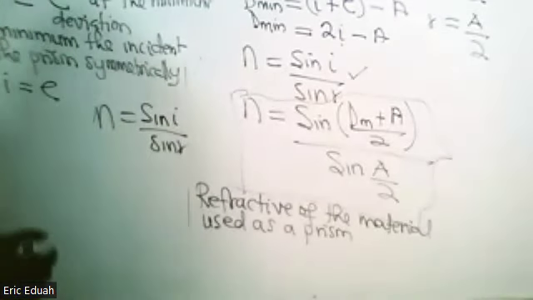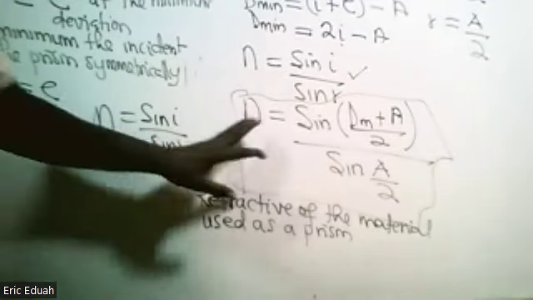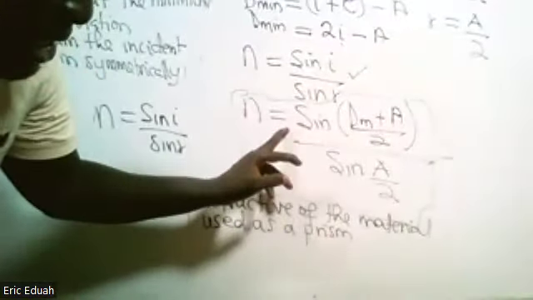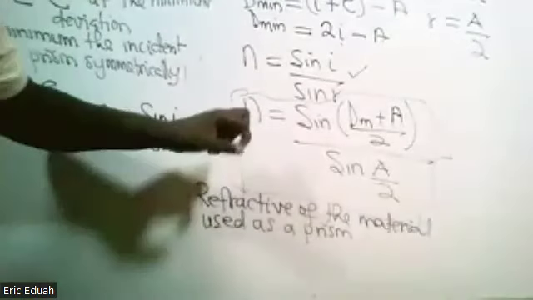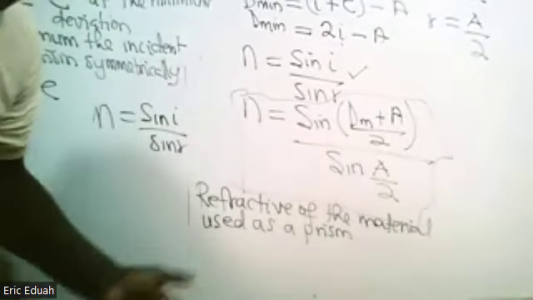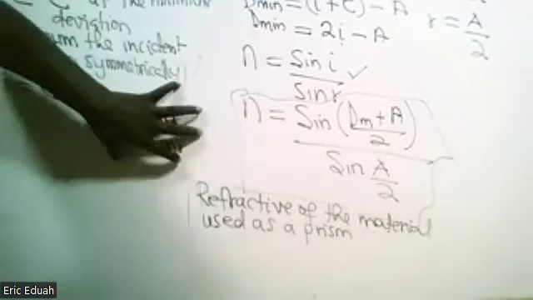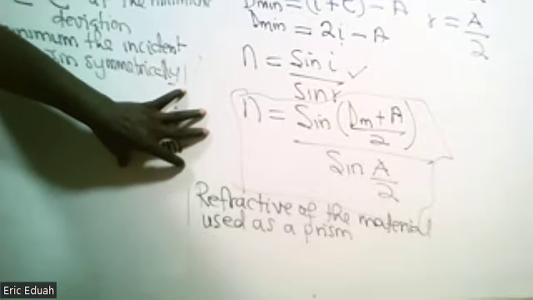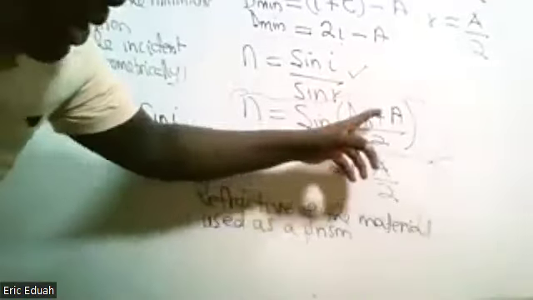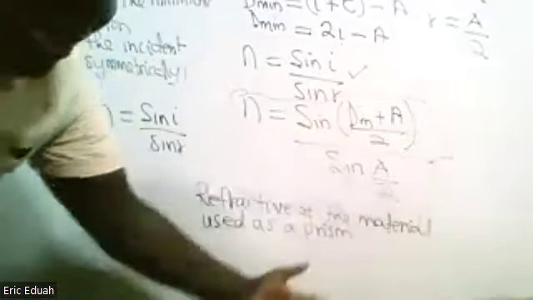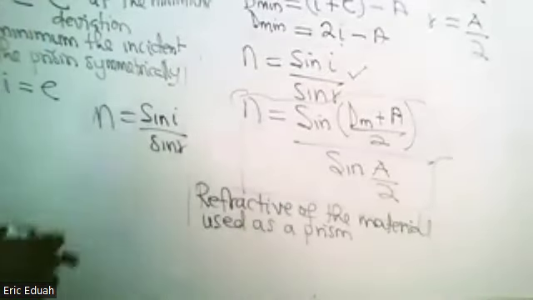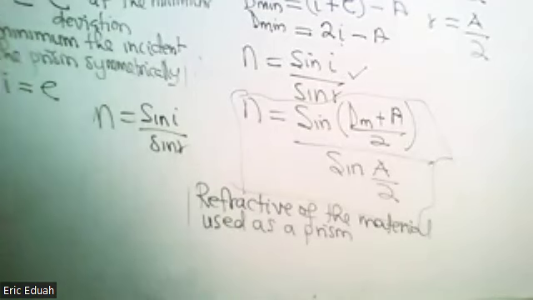The only difference is that we are using the condition of minimum deviation to also find the refractive index of the material. Okay, this is without minimum deviation. This is at minimum deviation, and we can also use the conditions which prevail there to find the refractive index of this and get the same value as when we have used Snell's law.